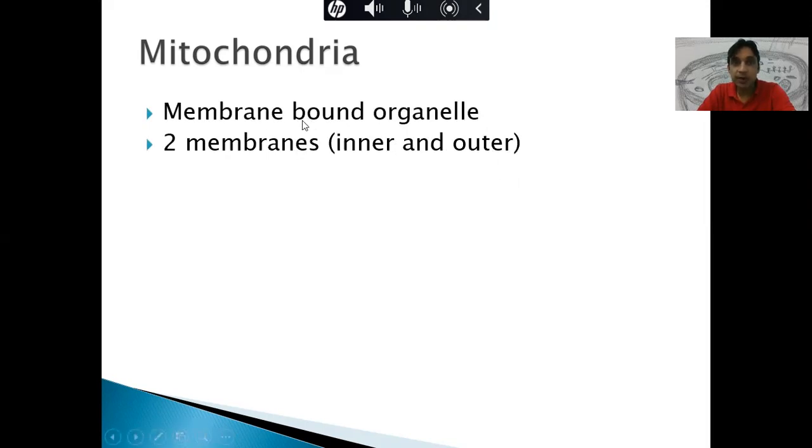It's once again a membrane-bound organelle, so that means it is only present within the eukaryotic cells. Since it's a membrane-bound structure, it is only present in the eukaryotic cells.